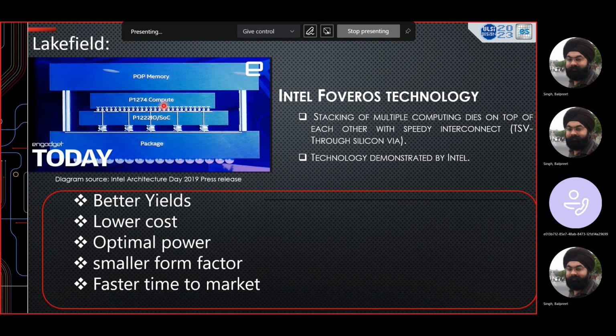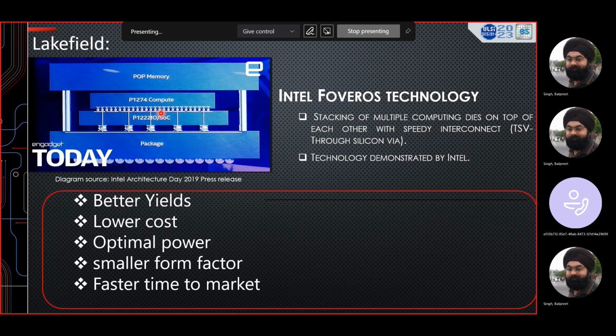What is this technology all about? In a classical package you have seen, inside the package you keep one SoC, typically one die. From the die, through the C4 or package bumps, you take the connections out to the external world. That's the typical standard SoC. We have seen it for ages.